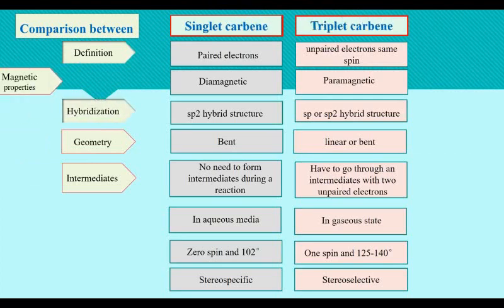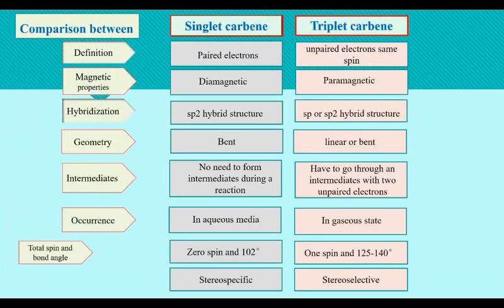Here is a comparison between singlet carbene and triplet carbene. Singlet carbene has paired electrons, while triplet carbene has unpaired electrons with the same spin. Singlet carbenes are diamagnetic, while triplet carbenes are paramagnetic. Singlet carbene has an sp2 structure, and triplet carbene has an sp or sp2 hybrid structure. Singlet carbenes are bent, while triplet carbenes are linear or bent.